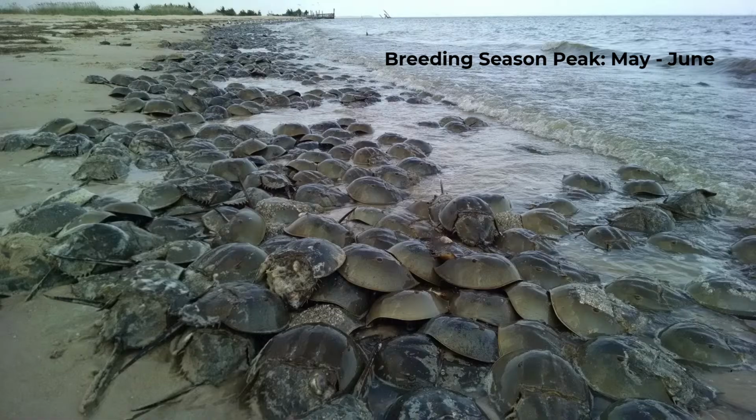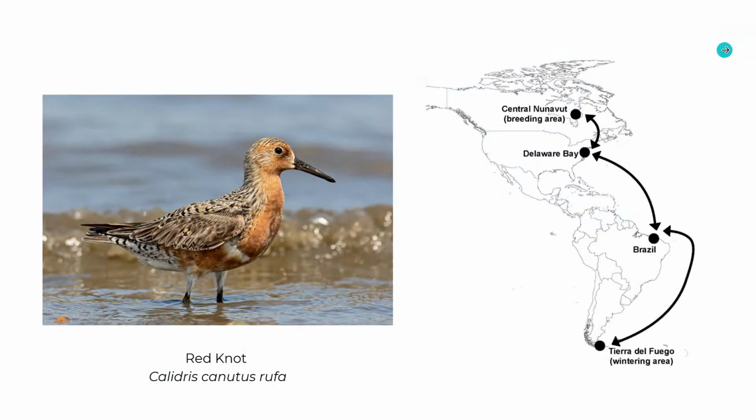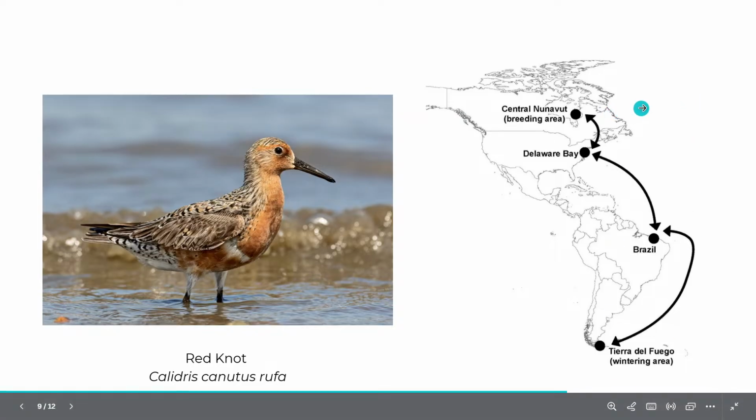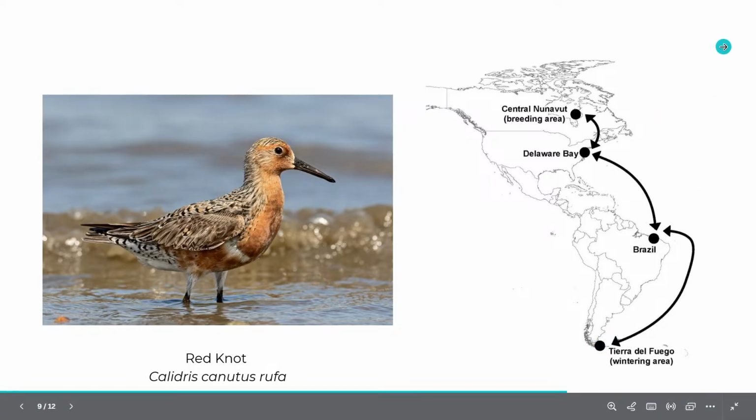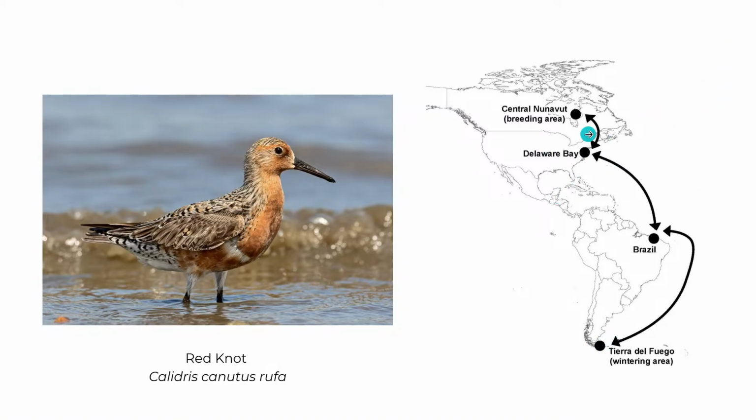Baby horseshoe crabs will come out, and they have to, just like baby sea turtles, make that little run for the ocean. But there is a bird species called the red knot that actually bases their migration around horseshoe crab breeding season. These birds are quite the travelers. They will travel from Canada all the way down to the very tip of South America, and they pop off in Delaware Bay to get a snack. They like to eat horseshoe crab eggs.